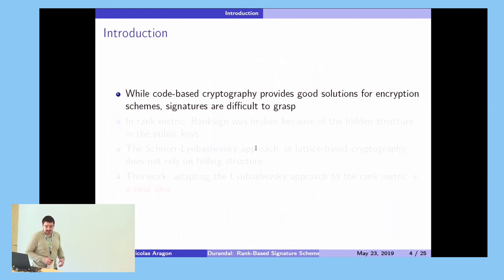Now I'm going to start with some motivations for this work. In code-based cryptography in general, we have pretty good results for public key encryption schemes and key exchange mechanisms. We have several security and performance trade-offs, reductions to well-known problems, things like that. But signature schemes are much more difficult to grasp.